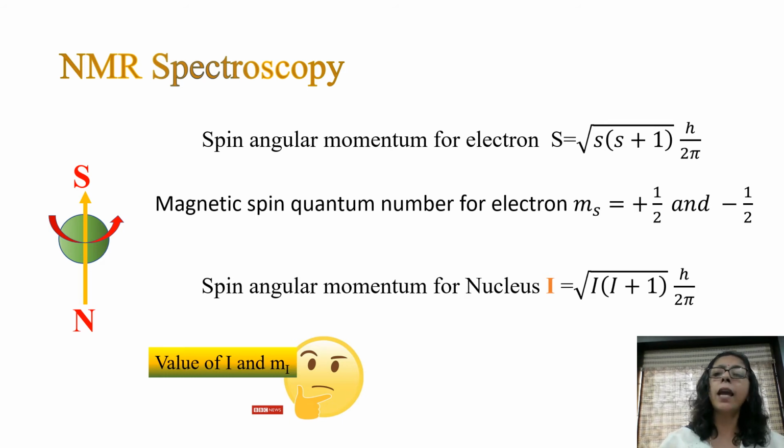And what values can it have? It can have 2s plus 1 values. That means 2 into 1 by 2 plus 1, and that would amount to 2 in intervals of 1. So what are the two values that you are going to get for MS? It will be plus 1 by 2 and minus 1 by 2.